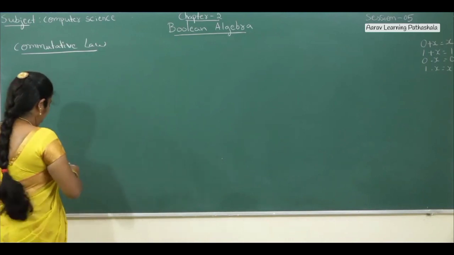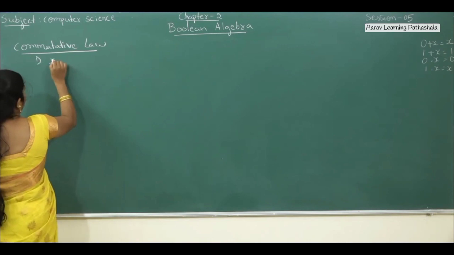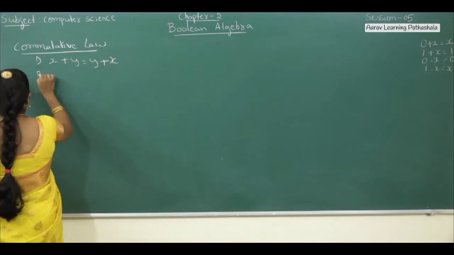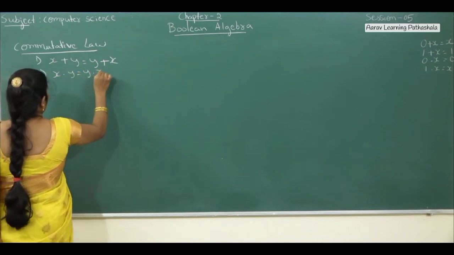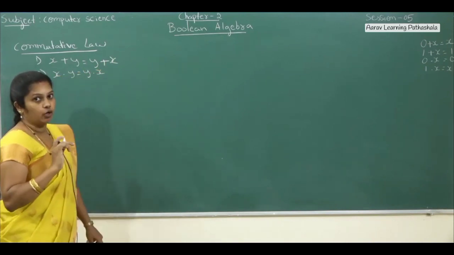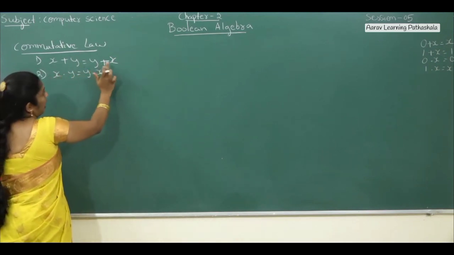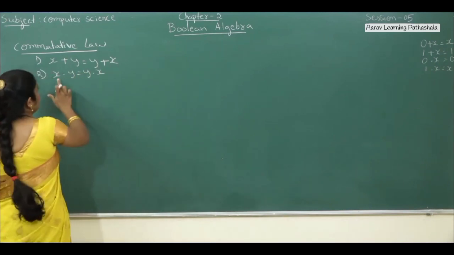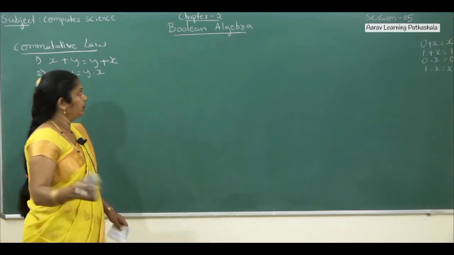What do we mean by commutative law? The commutative law states that x plus y equals y plus x, and the second law states that x into y equals y into x. This is nothing but the commutative law. If I reverse the order, then also we get the same result. One by one, we'll prove that.